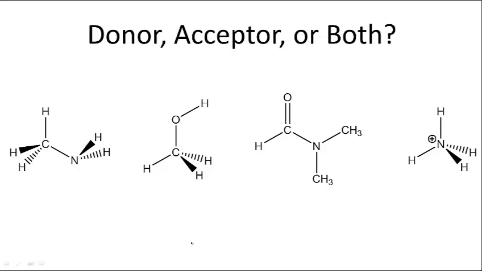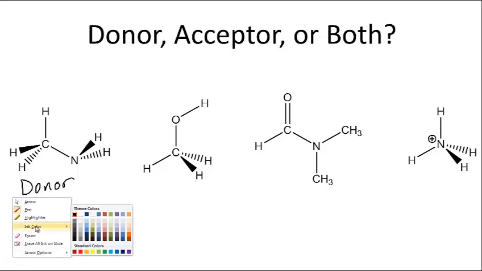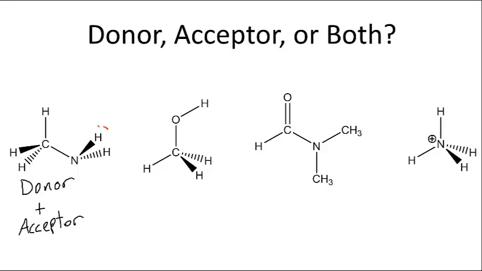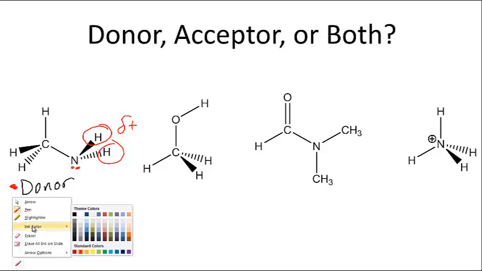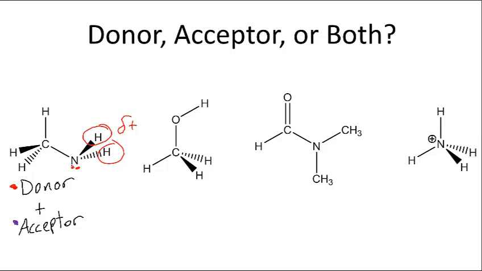All right, so Max, what did you guys say? Methylamine, can that be a donor? You said both. It can be a donor and an acceptor, because it's got these partially positive hydrogens over here, and it's got a lone pair there. All right, good. Can be a donor and an acceptor. And you know what? I'm going to color code. All right.